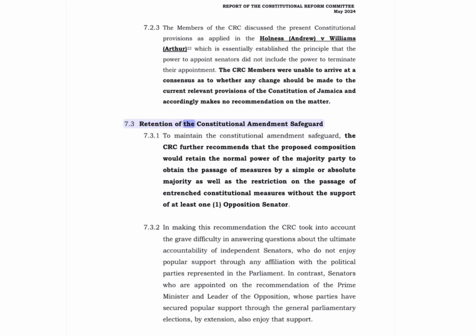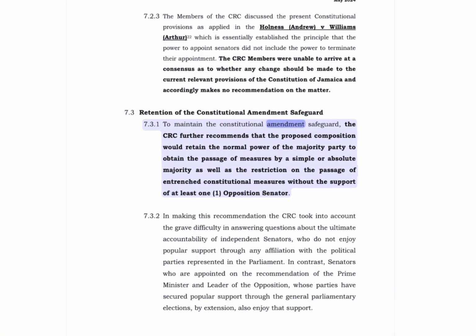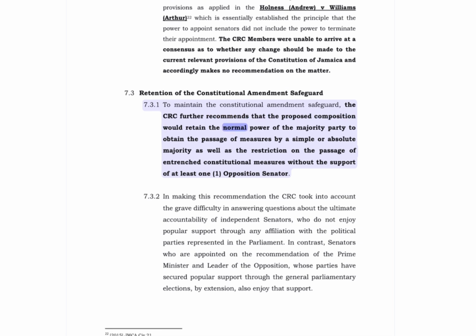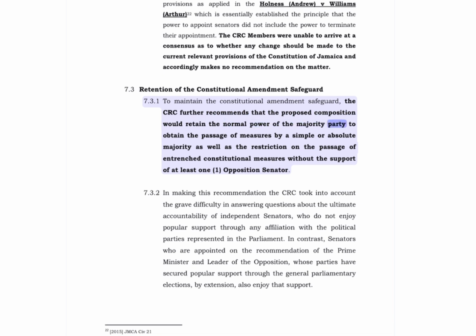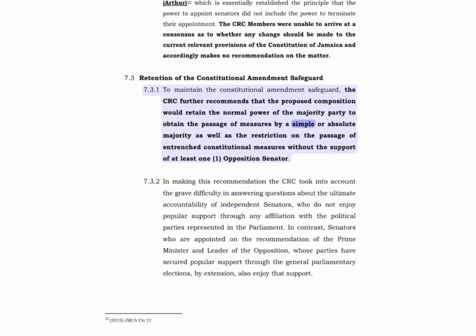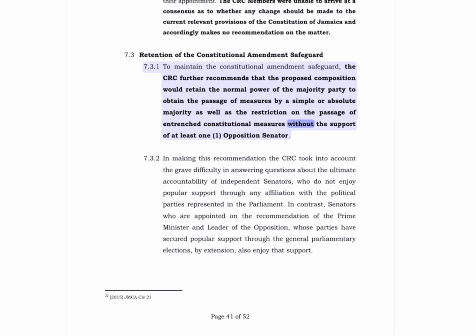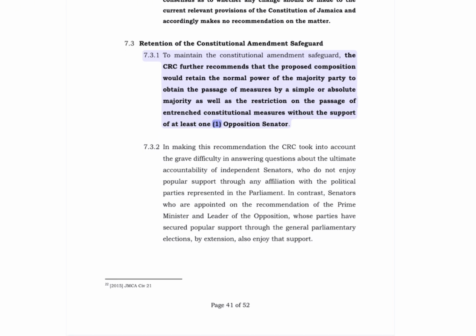7.3 Retention of the Constitutional Amendment Safeguard. 7.3.1 To maintain the Constitutional Amendment Safeguard, the CRC further recommends that the proposed composition would retain the normal power of the majority party to obtain the passage of measures by a simple or absolute majority, as well as the restriction on the passage of entrenched constitutional measures without the support of at least one opposition senator.